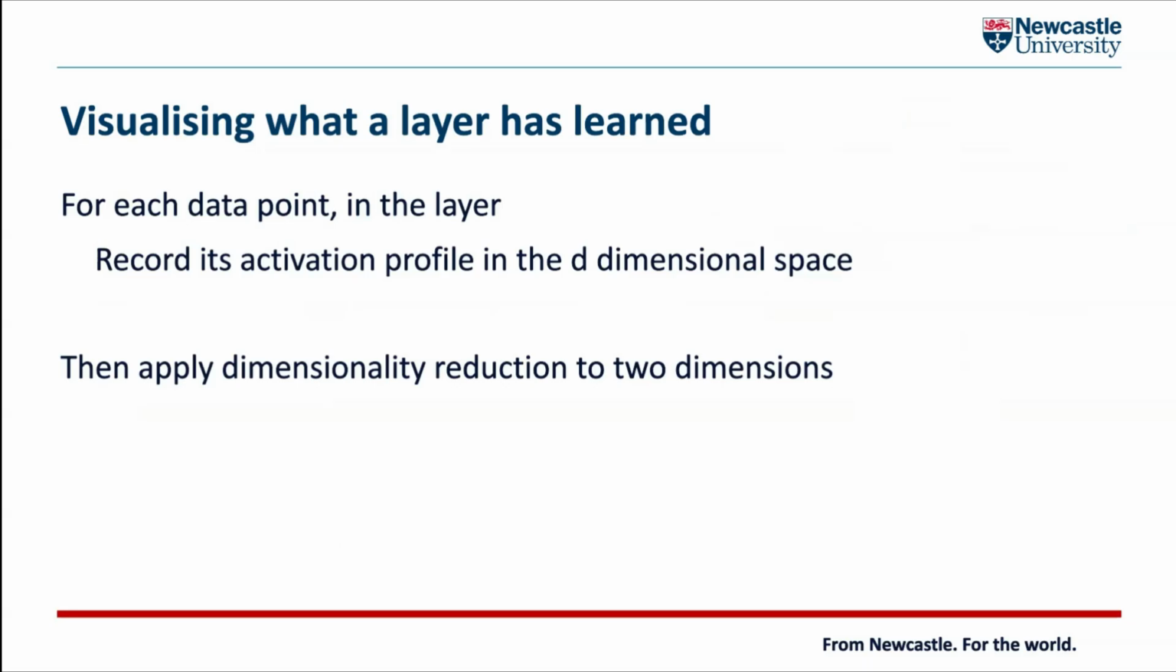What you do is you take all your data, you run it through the network, you look at the layer, you see what the activation profile is, and you record that high-dimensional point. Now, for each of your data points, you have the activations that point causes in the network. And then you compute dimensionality reduction on that, an MDS type thing. And this produces a visualization of what that layer has learned in two dimensions.